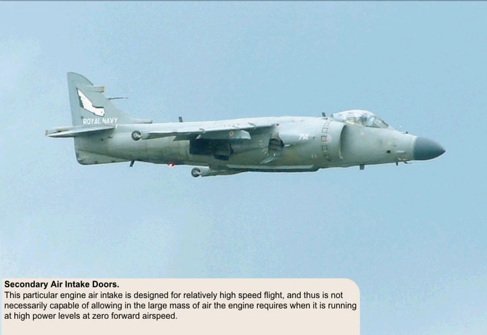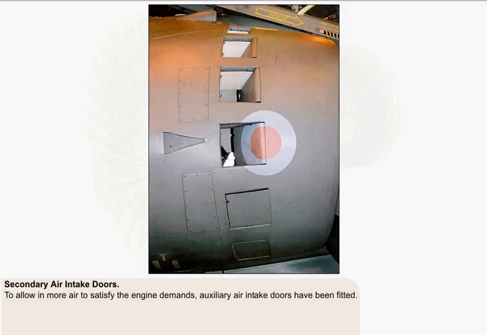This particular engine air intake is designed for relatively high-speed flight, and as a consequence is not necessarily capable of allowing in the large mass of air the engine requires when it's running at high power levels at zero forward airspeed. To allow in more air to satisfy the engine demands, up to 16 auxiliary air intake doors have been fitted just behind the lip of the main air intake.